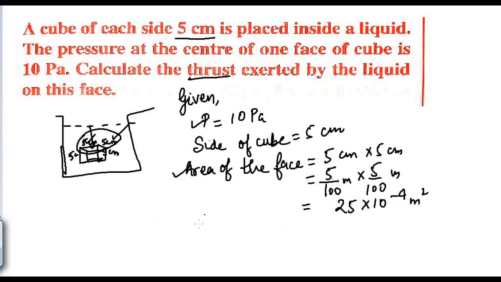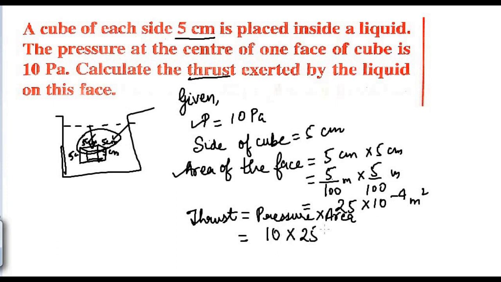प्रेशर दिया हुआ है, एरिया निकल गया है. थ्रस्ट निकालना अब बाएं हाथ का खेल है. थ्रस्ट इज प्रेशर इंटू एरिया, the very basic formula that we have studied. Pressure is thrust by area, and therefore thrust is pressure into area. Pressure is 10 pascal, area is 25 into 10 to the power -4, and this will come in Newton, the final unit. So हमारा final answer आएगा 2.5 into 10 to the power -2 Newton. This is the answer. Moving to the next question.